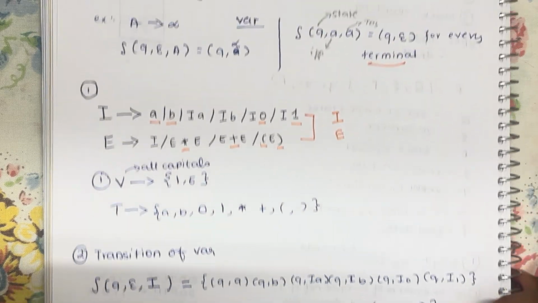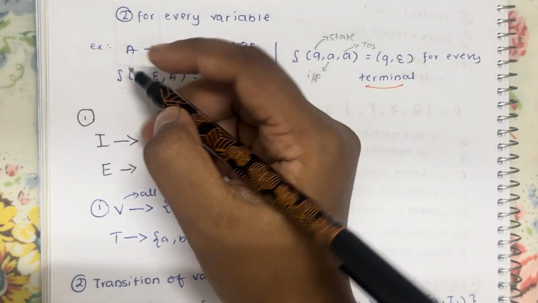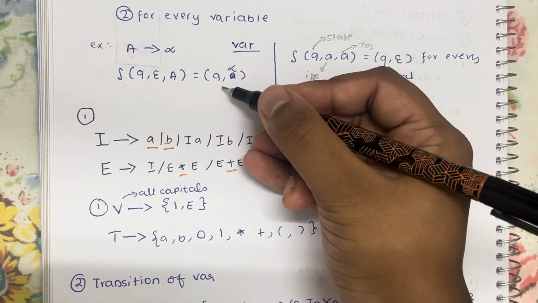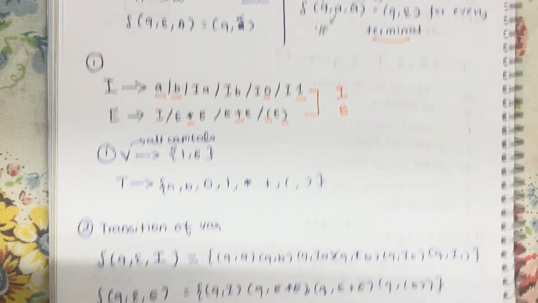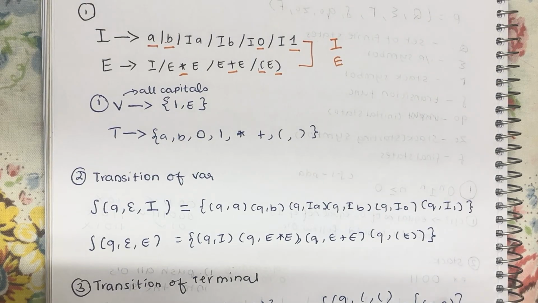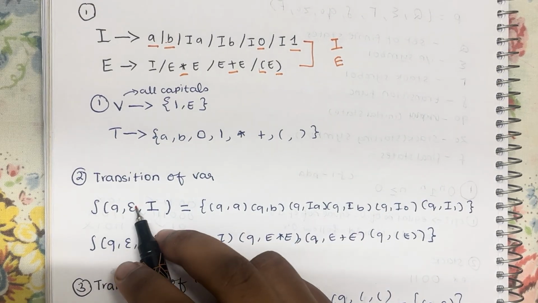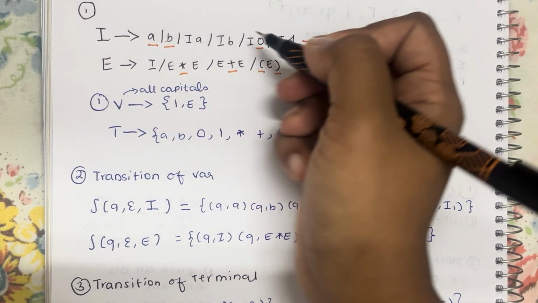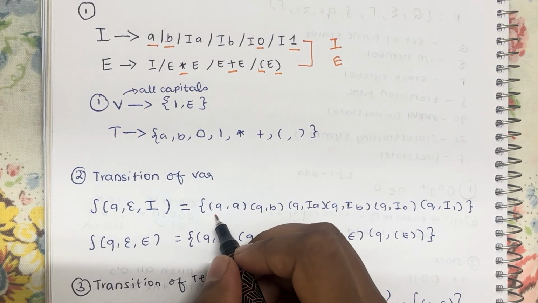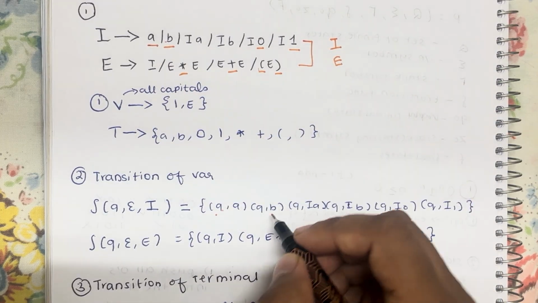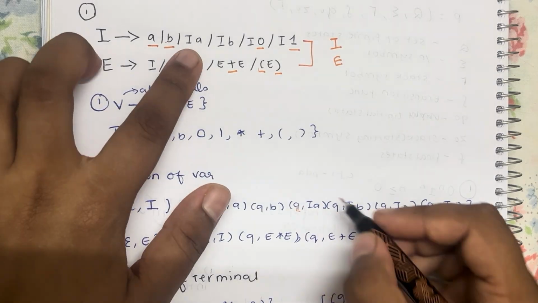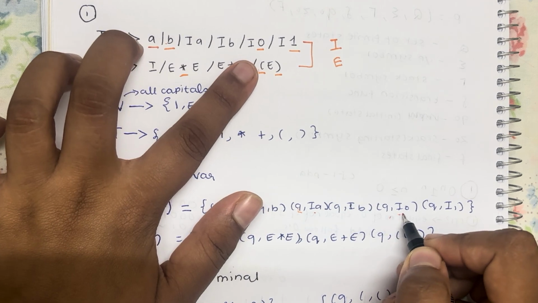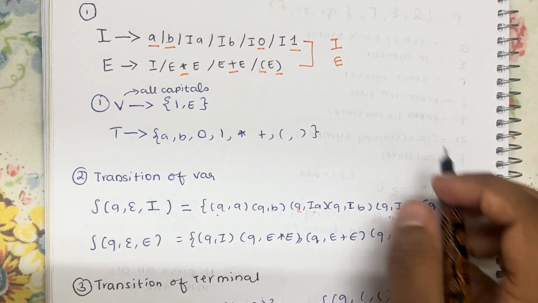Now, the formula for variables is delta of Q, epsilon, A, which is equal to Q, alpha. What we're going to do is very, very easy. You're just going to write it for I. So for I it is a, b, Ia, Ib, I0, and I1. So all we're going to do is write Q and then put a. Q, b. Q, Ia. Q, Ib. Q, I0. Q, I1. So this is for I.